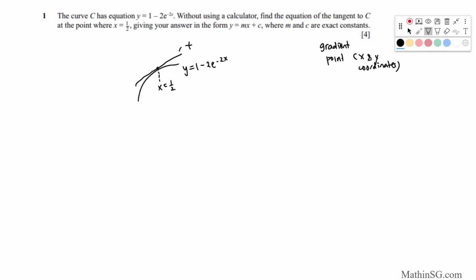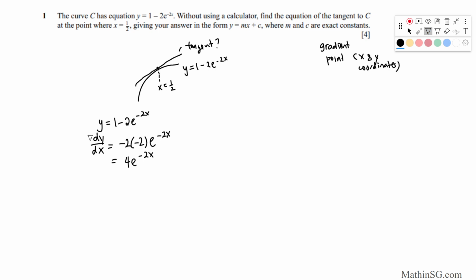So what is this equation of the tangent? We need to know the gradient of this line as well as a point in order to find its equation. We know that the tangent has the same gradient as the curve. So if we are interested in the tangent at x equals half, we need to find its gradient at x equals half. How do we find the gradient? We need to differentiate y. So we will find dy/dx, which will give us negative 2 times negative 2e to the power of minus 2x. In other words, the gradient is 4e to the power of minus 2x.